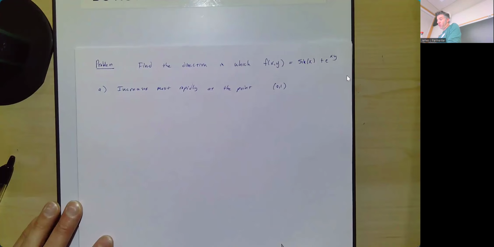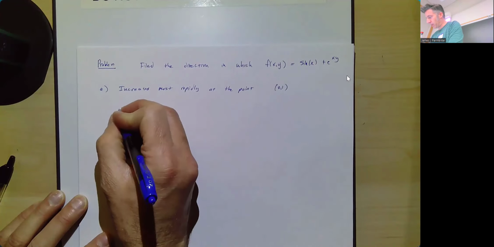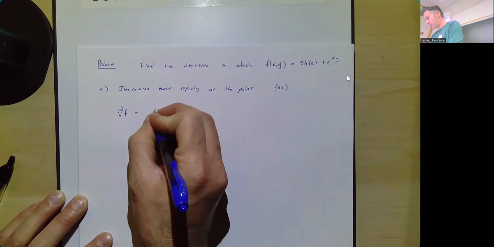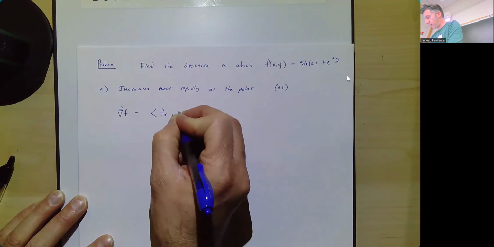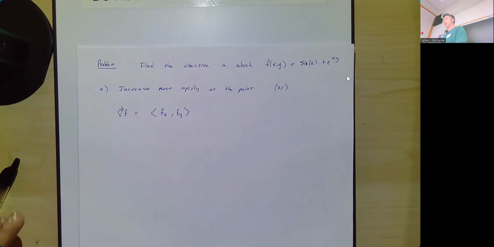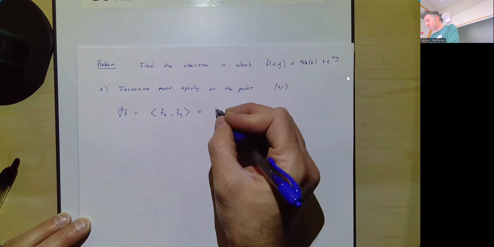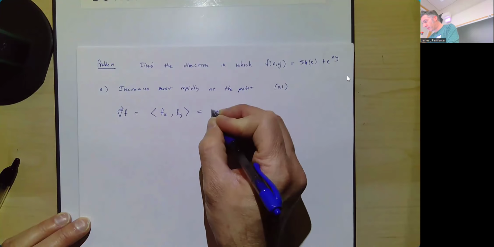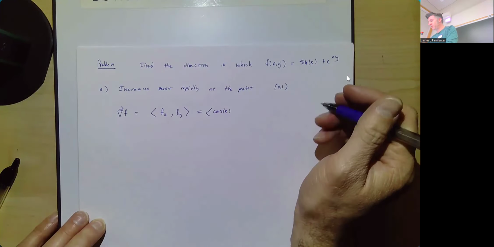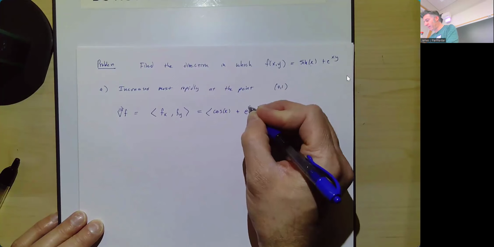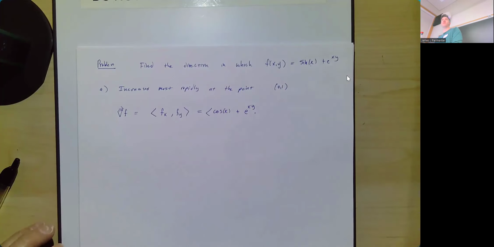Okay, so now we find our gradient. The gradient of f is equal to the partials fx comma fy, or however you choose to write it. You could do fx times i plus fy times j if you like the ij notation. Finding the partial with respect to x, the derivative of sine of x is cosine of x. The derivative of e to the xy is e to the stuff times the derivative of the stuff. And what's the derivative of xy in this situation? Correct.